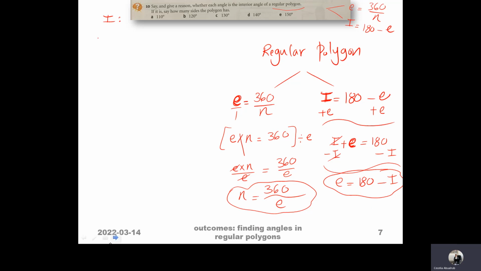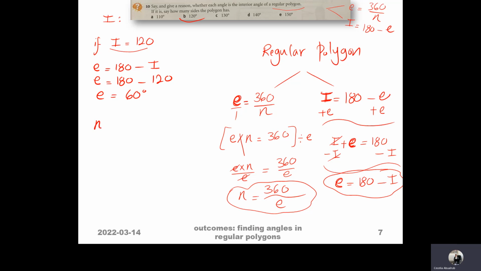Okay, let's do the exact same thing. So here we're going to 120, so the interior. So if I is equal to 120, then I can find E. E is equal to 180 minus I. So that's what's given in the question. So I'm going to substitute I in this formula, 180 minus 120. And E will come down to 60 degrees.